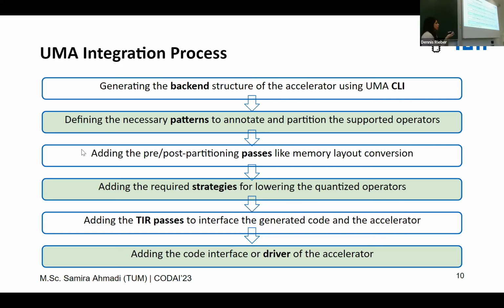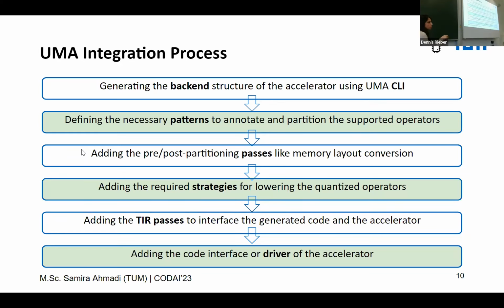For example, if you use TensorFlow Lite models, they are by default channels-last. And if your accelerator just supports the channels-first memory layout, you have to add a Relay pass here for conversion. Then for lowering to TIR.